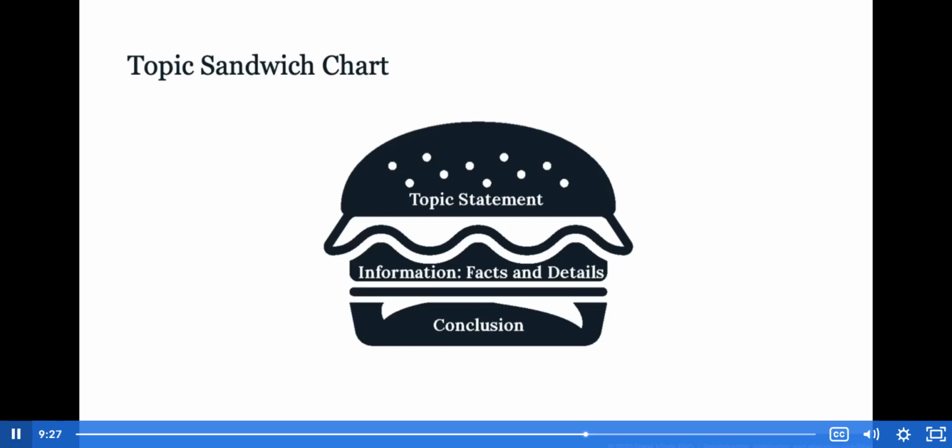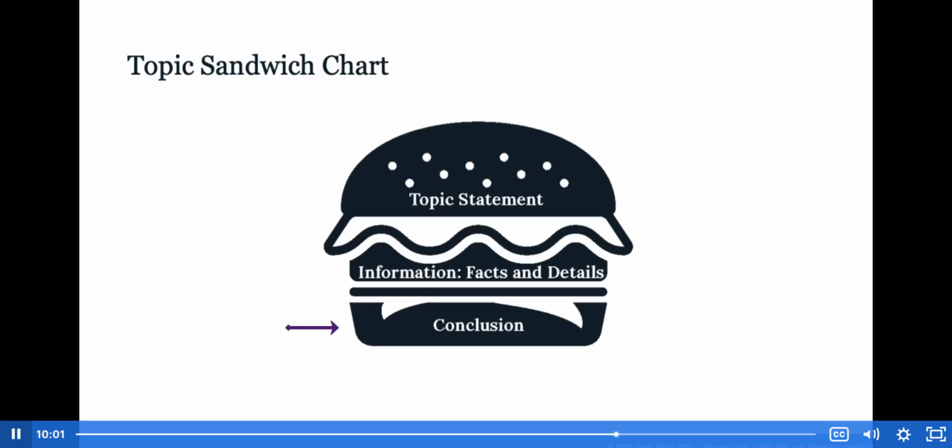All right, now I want you to take a look at the image on the screen. What does this remind you of? Tell your learning partner. An informative paragraph is like a sandwich. A topic statement is like the top slice of bread. And a topic statement is a sentence that tells what the paragraph is about. Now, the middle of the sandwich is the good stuff. The middle includes the facts and the details.